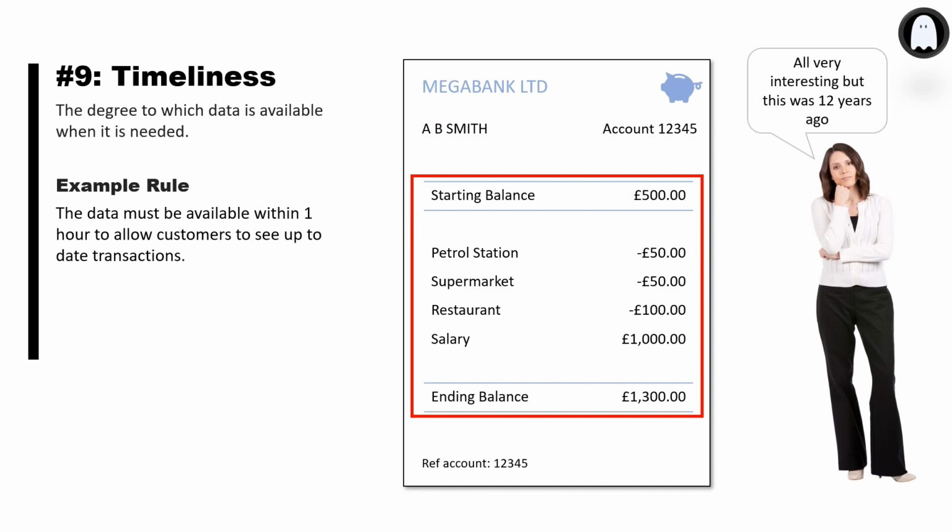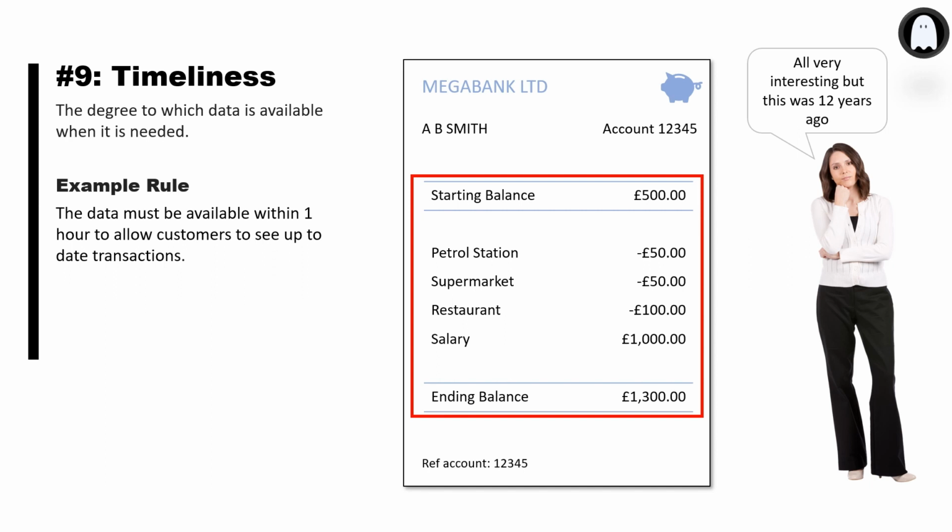Number 9 is timeliness. This one is often confused with currency. Although it's also time related, it's to do with how often or how quickly data can be provided, as opposed to currency, which is how up to date it is. For the bank statement, if there was a 30-day reporting cycle, timeliness rules would ensure that the data was provided in good time to meet that deadline.